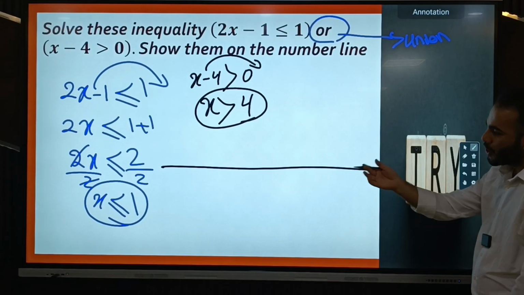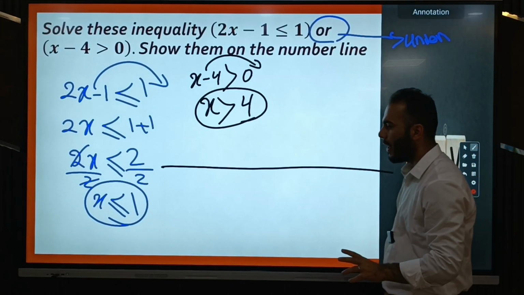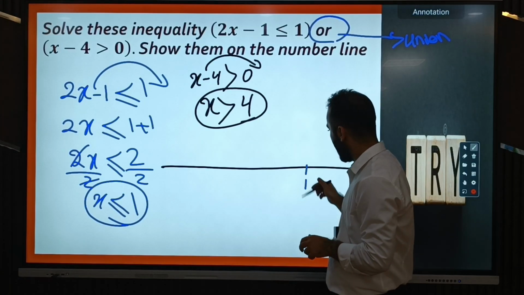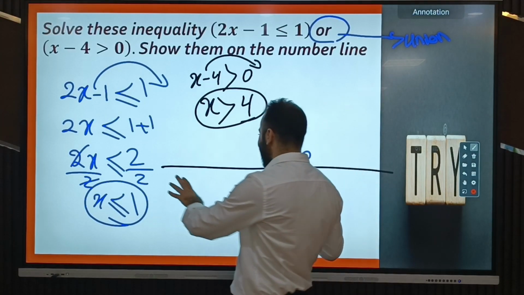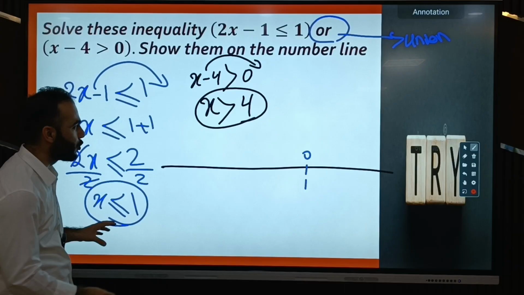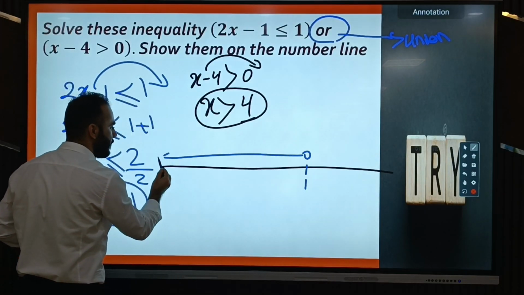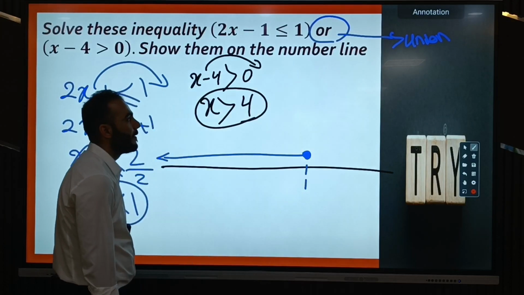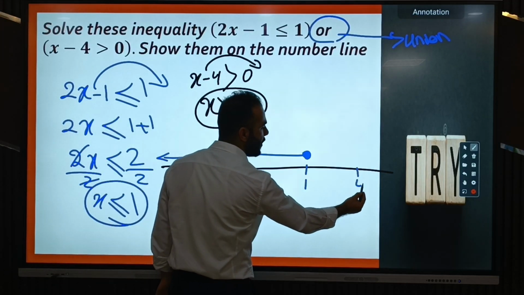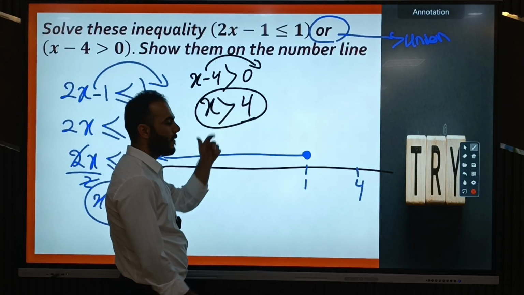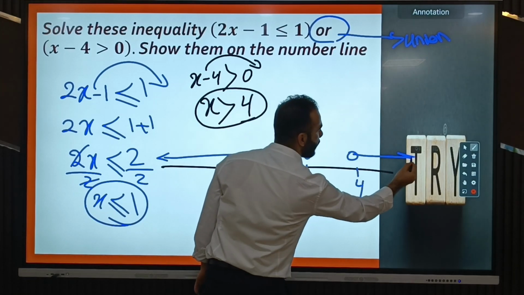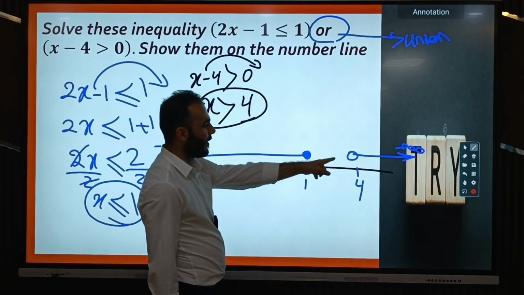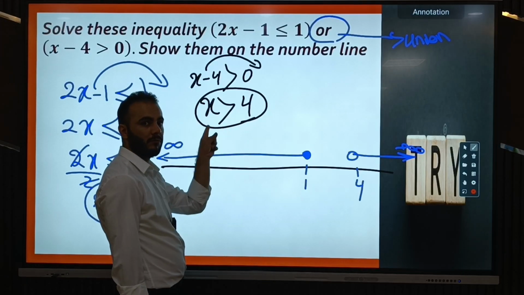Okay. First solution, x less than or equal to 1. Let's say 1 is here. Okay. So 1 is over there. X is less than or equal to 1. Less than means go to left side. Since there is equal, fill it. Okay. And how about 4? So 4 is here. So x greater than 4. X greater than 4 goes to positive infinity. And here it goes to negative infinity. Are we going to fill it? No, because there is no equal.